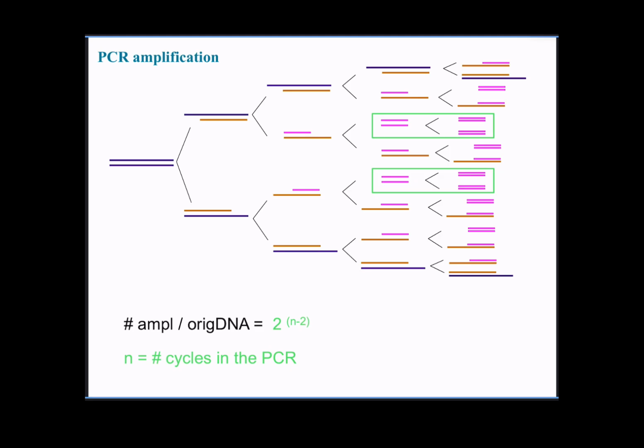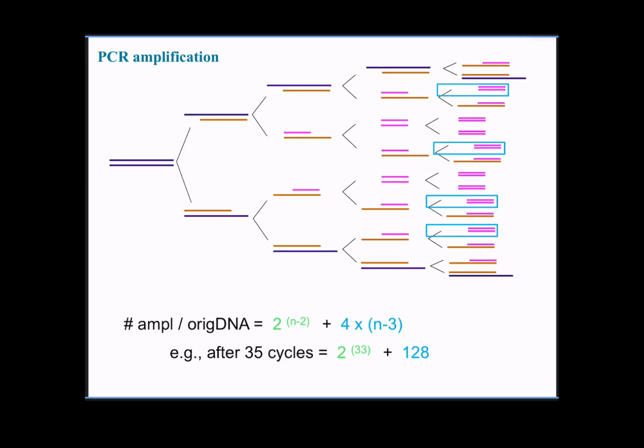Okay, so if we run a PCR for only 4 cycles, that would be 2 to the power of 4 minus 2, so that's 2 squared, and 2 squared is 4, and that's what you see. 1, 2, 3, 4. Yeah? Now, I said that there is always some additional ones, and you see them here on the screen, so there's always some additional ones that I didn't box, but they're there.